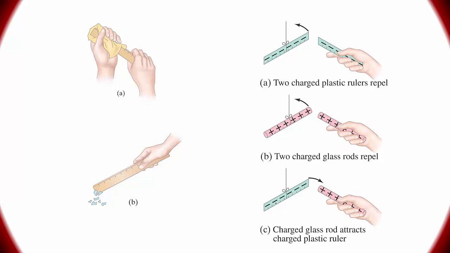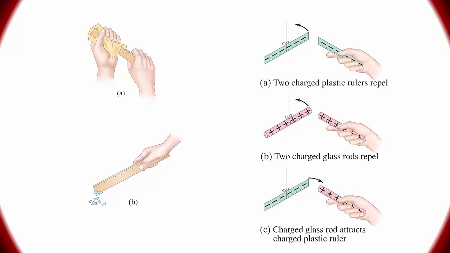But it gets a little more interesting where if you take one of the rulers and put it near one of the glass rods, now instead of repelling, they attract. So when scientists first started looking at situations like this, they realized that there were two different types of charge, and they called one positive and one negative, completely arbitrary. There's no fundamental reason for what's positive and what's negative.